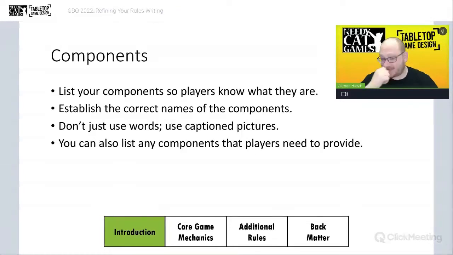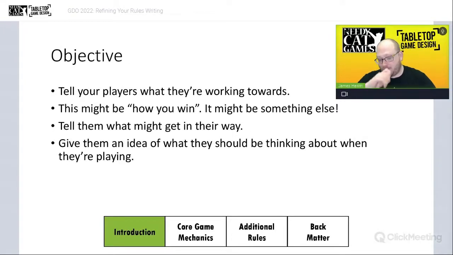Also, at this stage, you can list any components that players need to provide. This is quite common in role-playing games. Each player will need three six-sided dice, a pen and paper, or whatever it might be. But again, you're laying out the names for those things and letting players know what things they're going to be using in the game. We carry on through the introduction now.